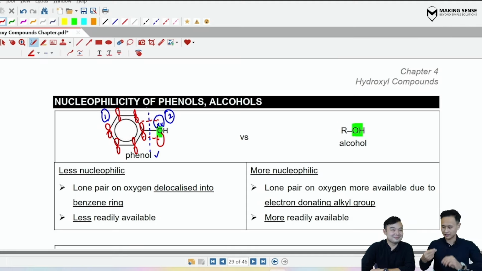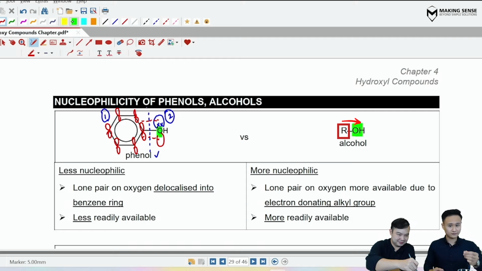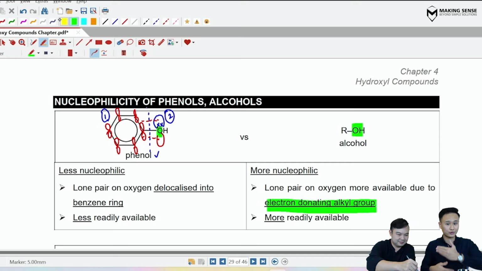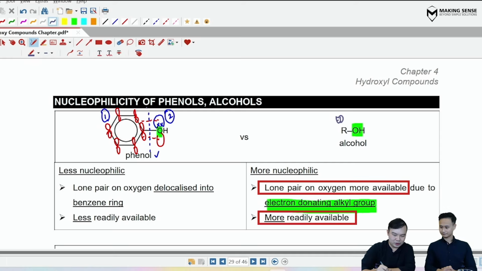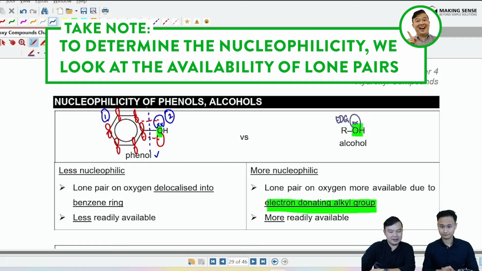Now again, alcohols, the R group, Mr. Leong, donating or withdrawing? Alcohols always exert the electron donating effect. Because of that, it activates a lone pair. The lone pair now becomes more available and hence is more nucleophilic. That's right. So we always look at the availability of a lone pair to determine its nucleophilicity.